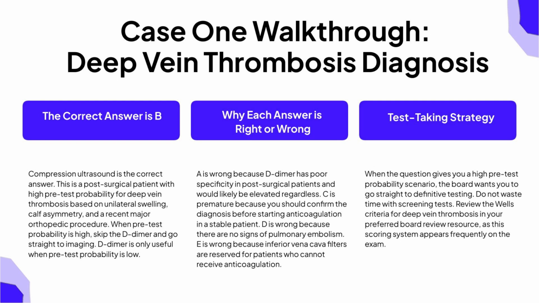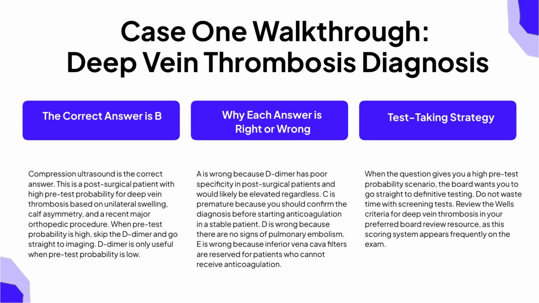Choice A, D-dimer, is a trap. The boards want to see if you know that D-dimer is only useful in low pre-test probability patients. Choice C, starting heparin empirically, is premature in a stable patient. Always confirm before you treat when the patient is stable.